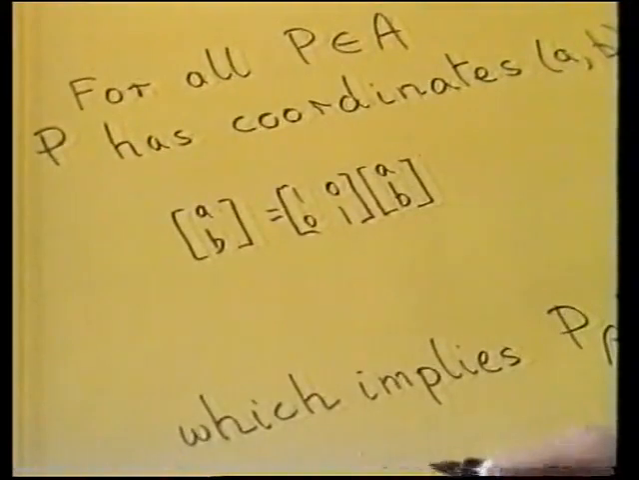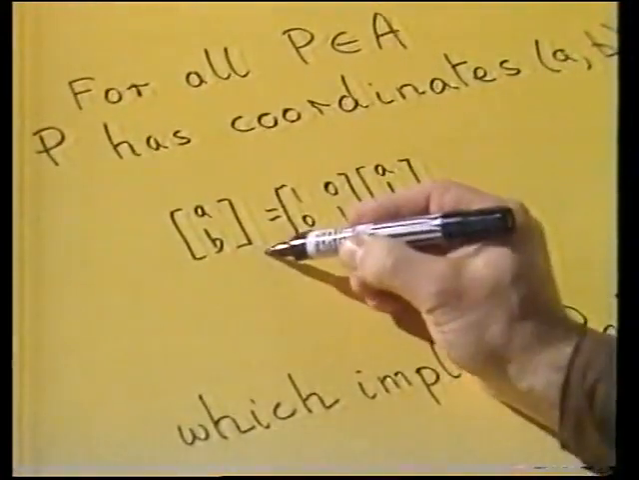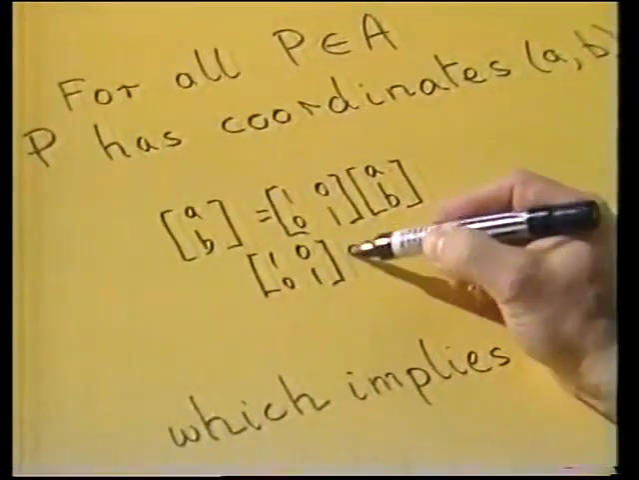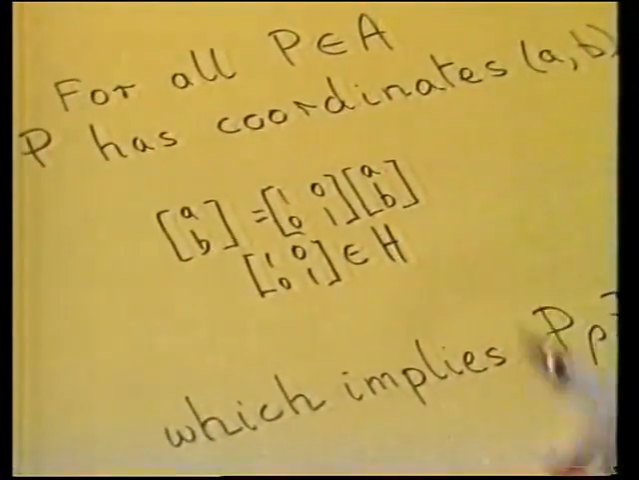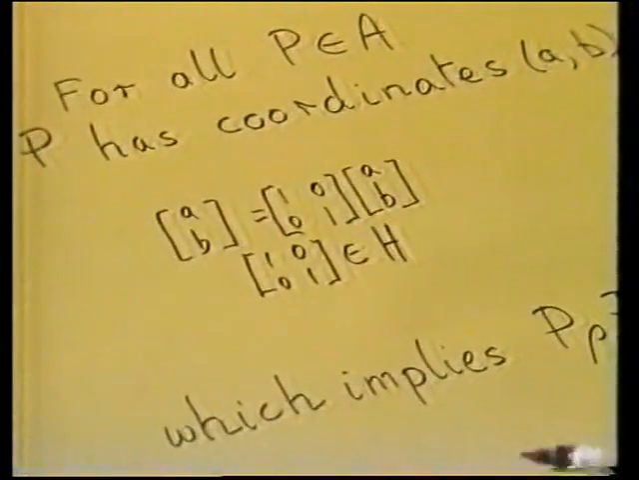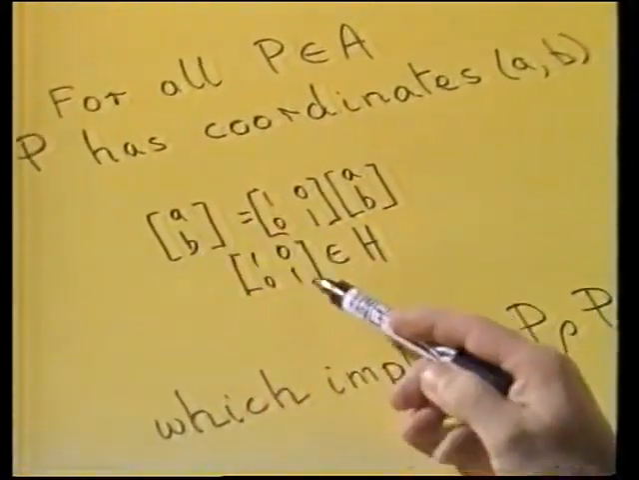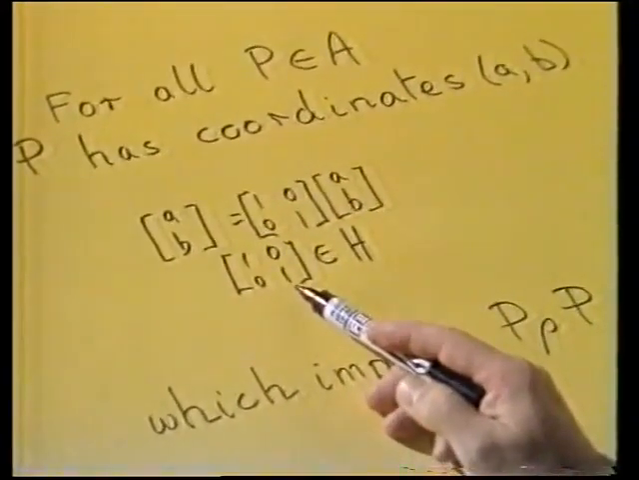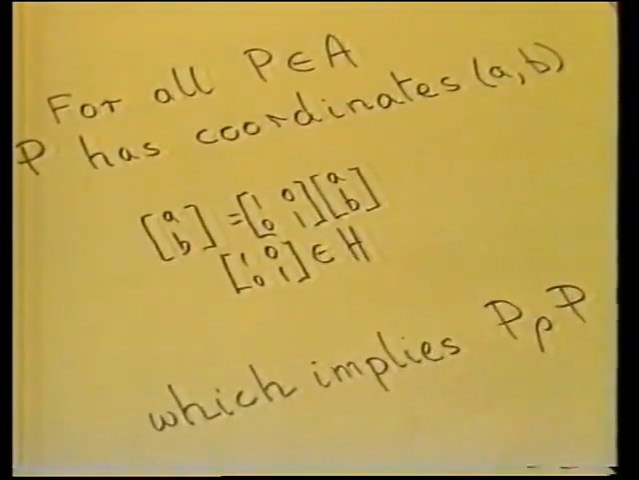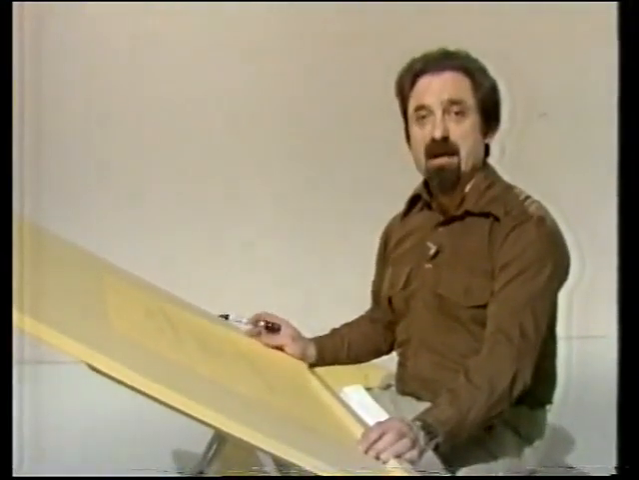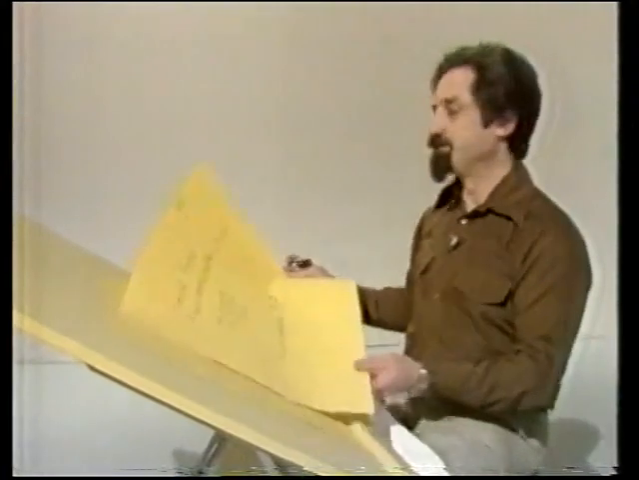And part of your pre-program work was to show that the identity matrix 1, 0, 0, 1 is indeed a member of our set H. And that really does complete the proof, because I've got from the coordinates of P to the coordinates of P by multiplying by a matrix in the set H. Now you tackle the proof of the other two properties in exactly the same way, and I'll look at the transitive property.